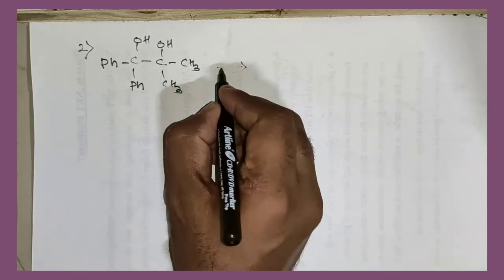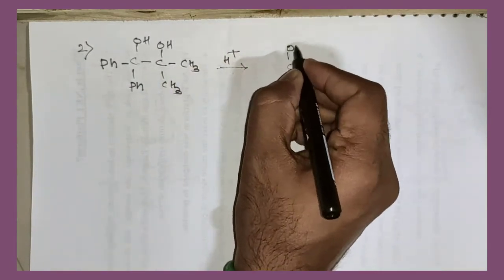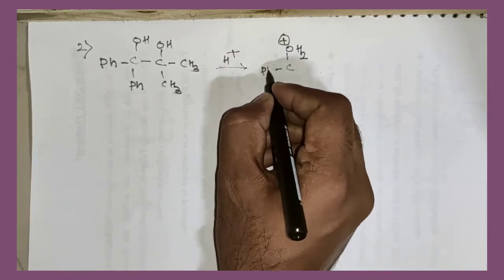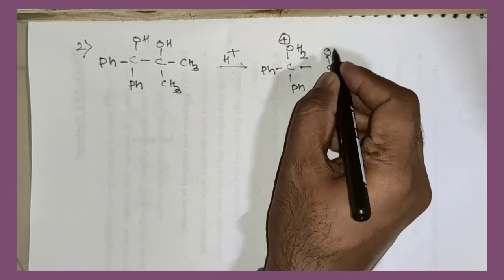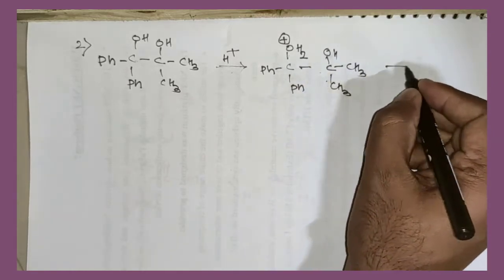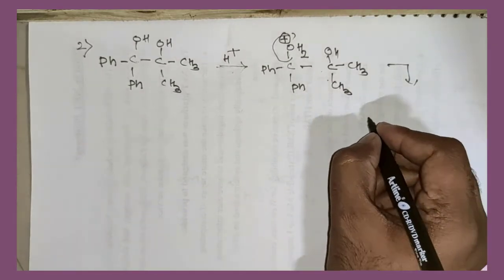So by addition of H plus, this OH is converted to OH2 plus, so oxygen has a positive charge, the phenyl ring as it is, and the 2 methyl groups as they are. Now in the next step, removal of H2O.